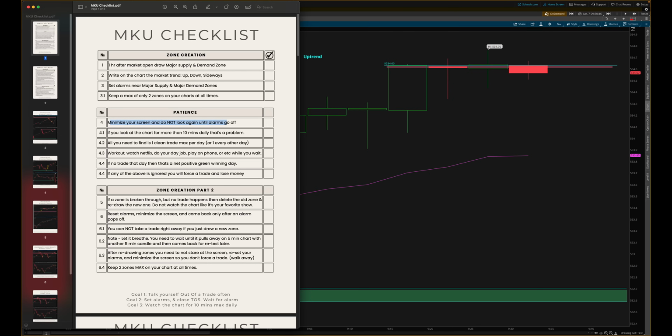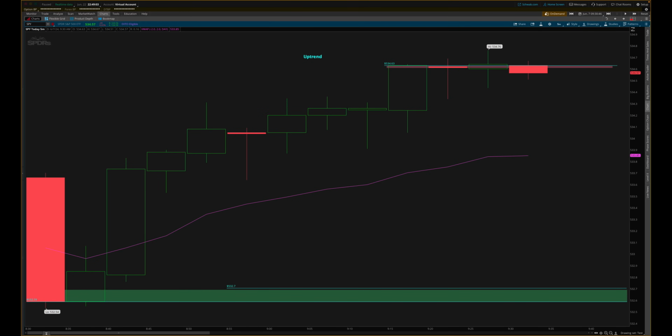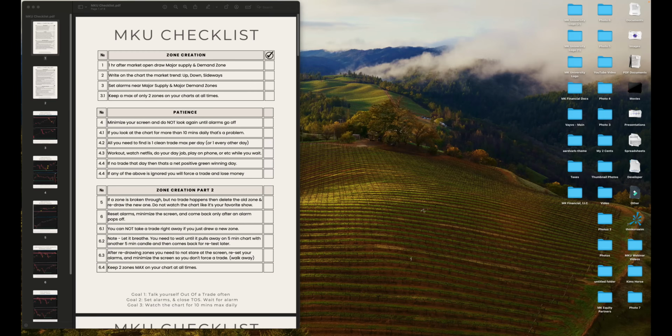Minimize your screen and do not look at the chart until the alarms go off. And I'm not kidding by that. At this point, we've only drawn the zones, did the alarms, and you literally need to go up to this little yellow line here, click minimize, and that's it. You do not look until the alarm goes off. The alarm goes off typically as long as you have it on your phone as well. It'll go off on your phone, and then basically you got the alarm. You can come back, look at the screen, etc.